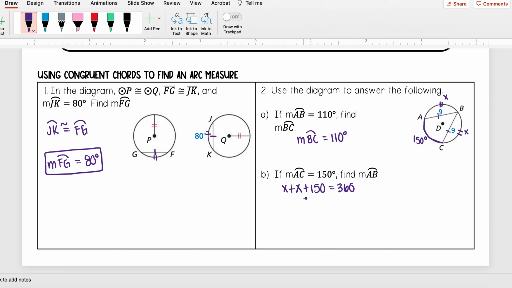And now I can solve that. I'm going to subtract 150 from both sides, and I get X plus X, which is 2X, is equal to 210. And then if I divide both sides by 2, I get that X is equal to 105. So the measure of arc AB is equal to 105 degrees.